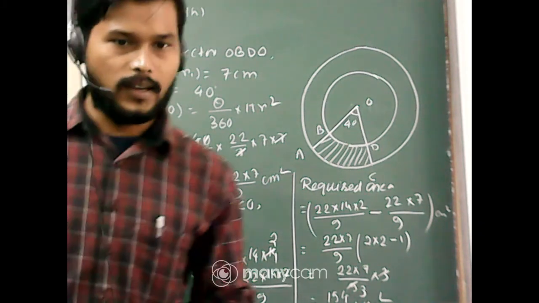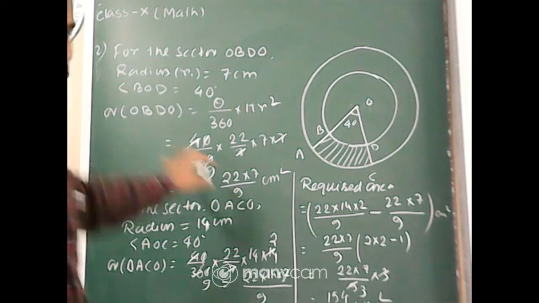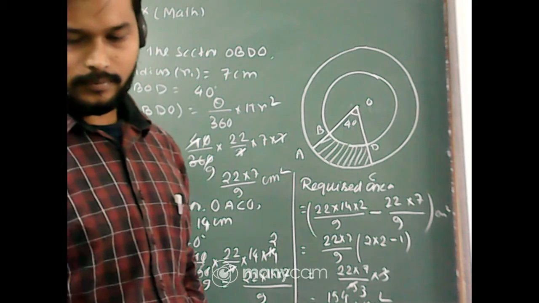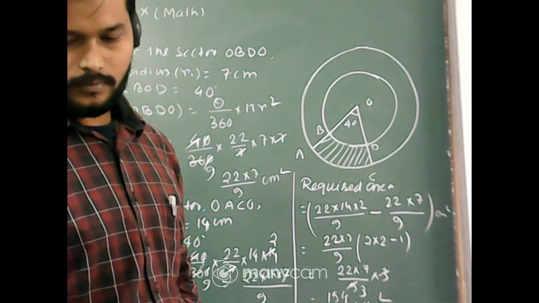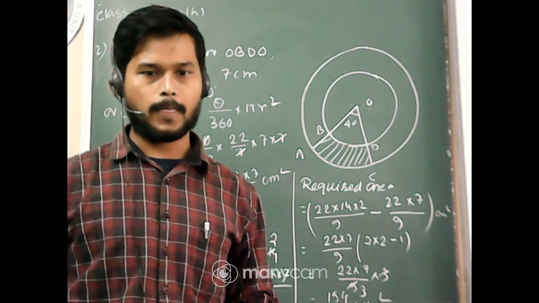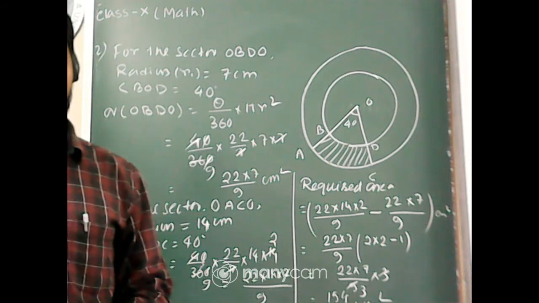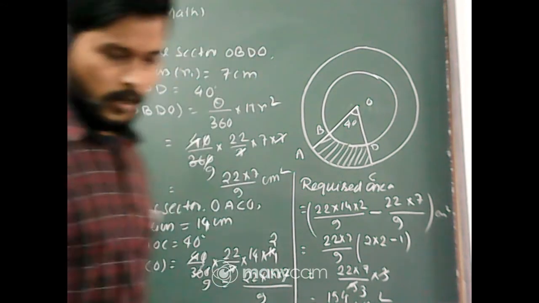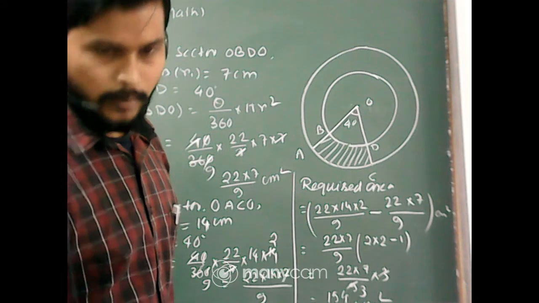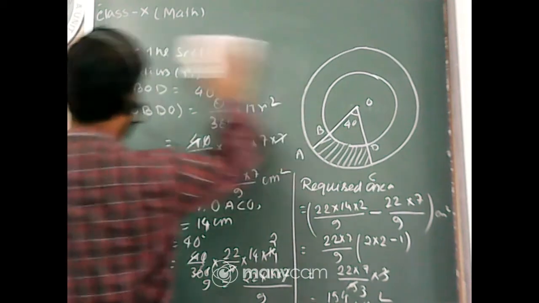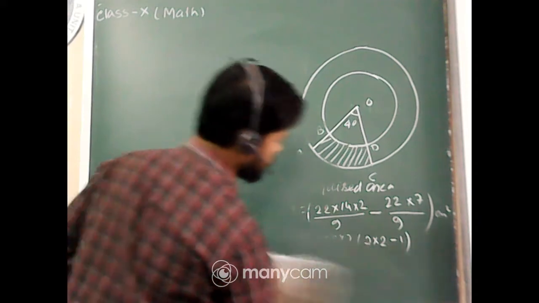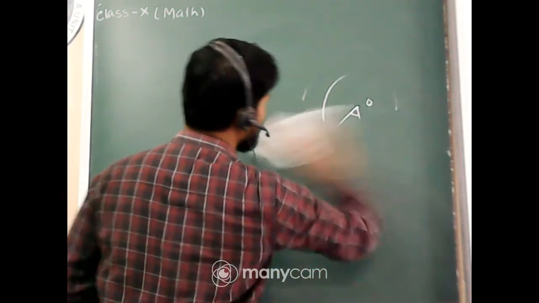Now tell me, students, do you have any problem, any confusion in this question? Otherwise, we'll go to the next question. No problem. Very good. So our next question is question number 4. I am skipping question number 3 here. Question number 4. You just have a look at the question.